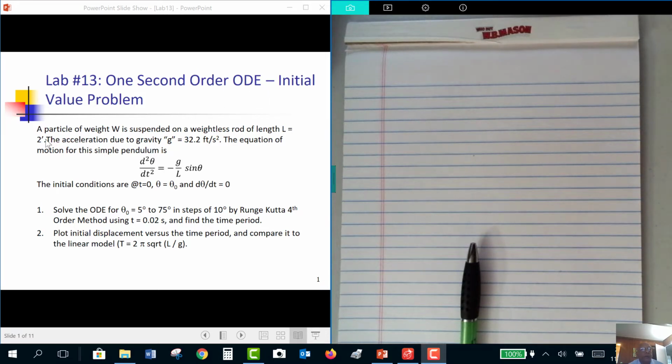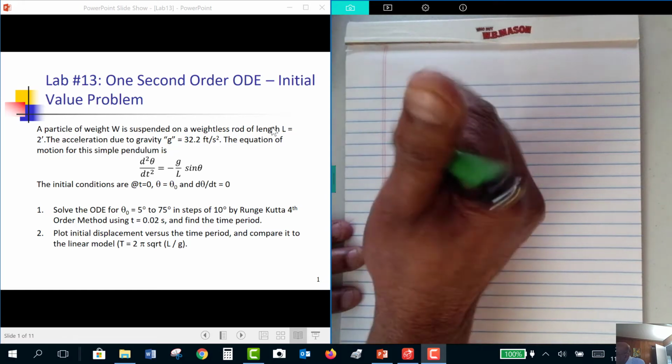So here is our problem, a problem that you may remember from your physics or dynamics class. It's about a simple pendulum. We have a particle of weight W that is suspended on a weightless rod of length L. So let's visualize it.